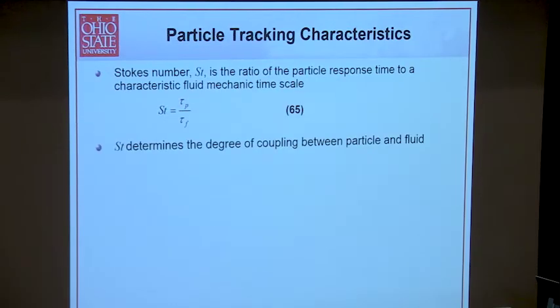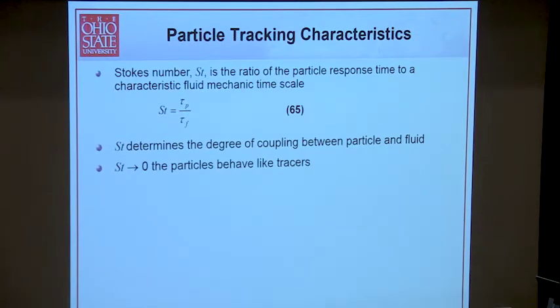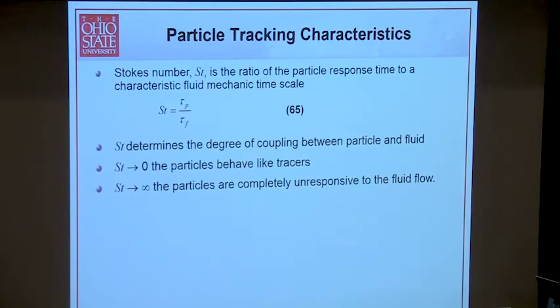So really the Stokes number determines the degree of coupling between the particle and fluid. So let's look at some limits. If Stokes number goes to 0, the particles actually behave like perfect tracers. They're like massless tracers, like a massless Lagrangian tracer in a computation. Okay, that's what we want. We want Stokes number to go to 0. If it goes to infinity, they are completely unresponsive to the flow.